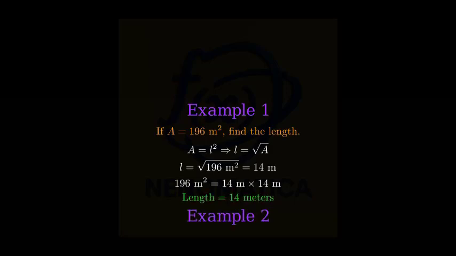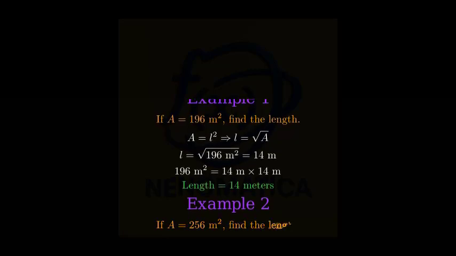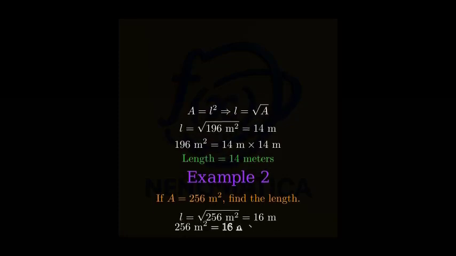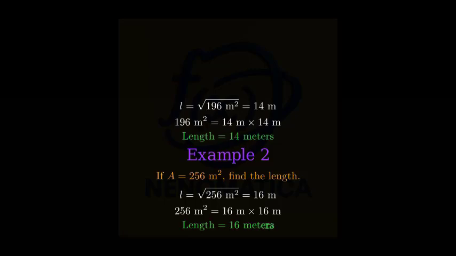Let's look at our second example. If the area of a piece of land is 256 square meters, what is its length? Using the same approach, length equals the square root of 256 square meters, which is 16 meters times 16 meters. Therefore, the length of the land is 16 meters.